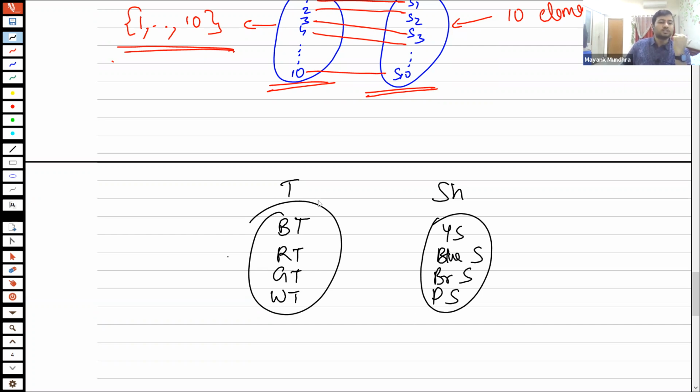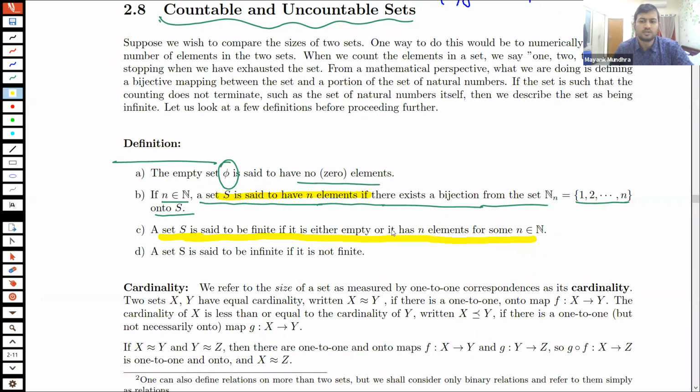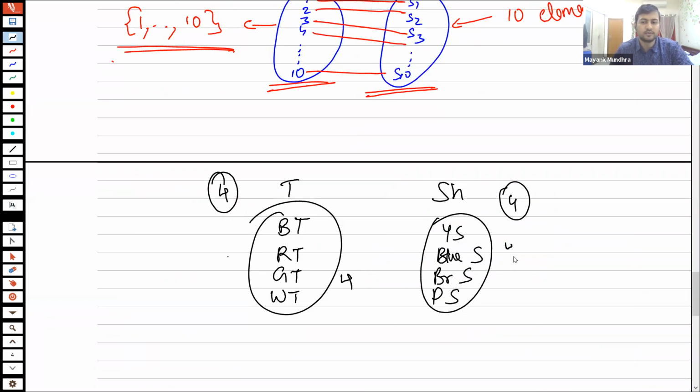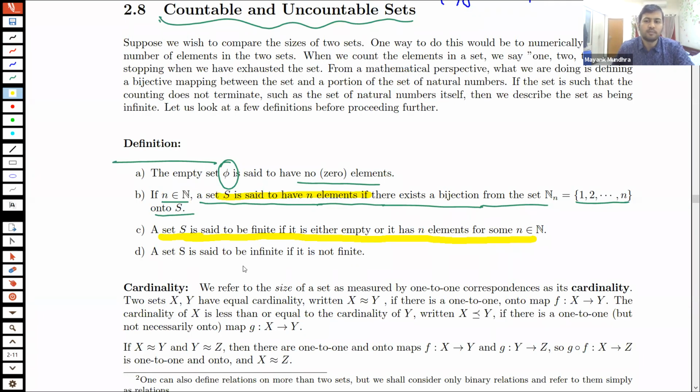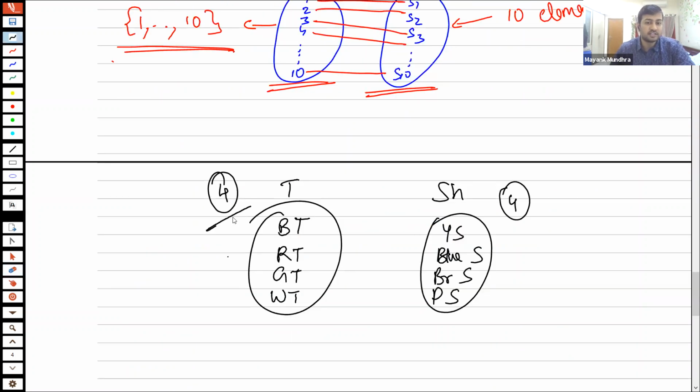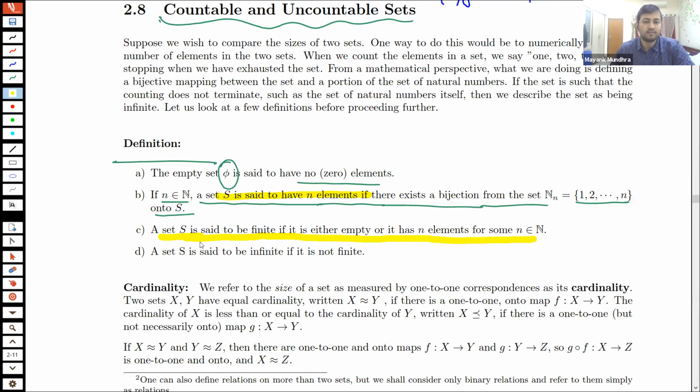Now these two sets have the same cardinality. I know that this has 4 elements in it and this has 4 elements, right? So they have the same size. Now they have the same size. I'll come back to this example to also give a better idea of cardinality. Both these sets are finite also because their size is 4. They have a finite number of elements.